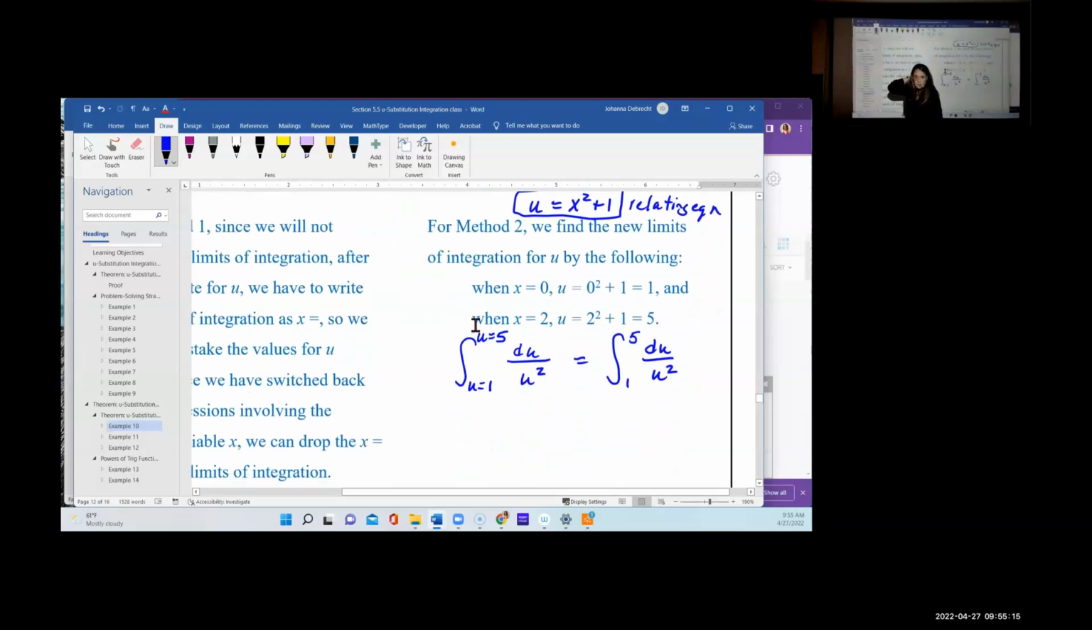Are there any questions on that part? That is the crucial key difference between method 1 and method 2.